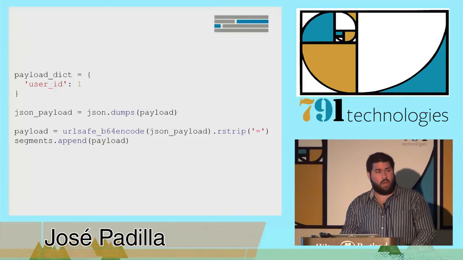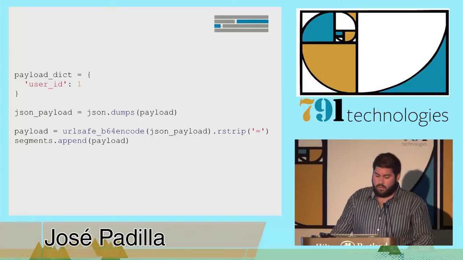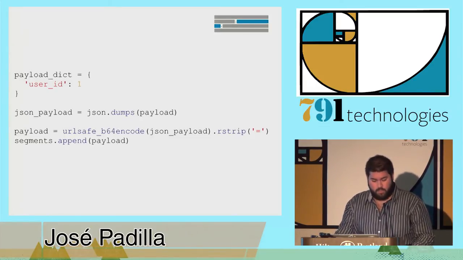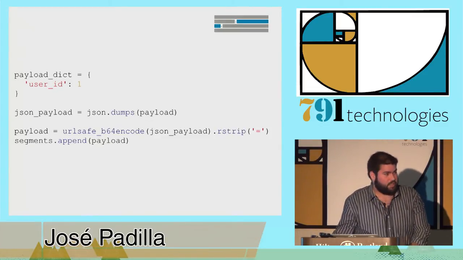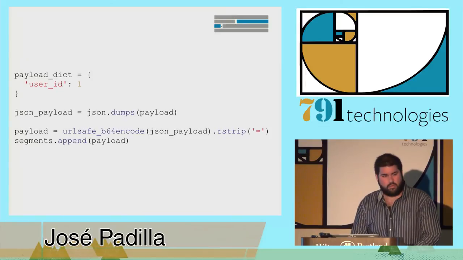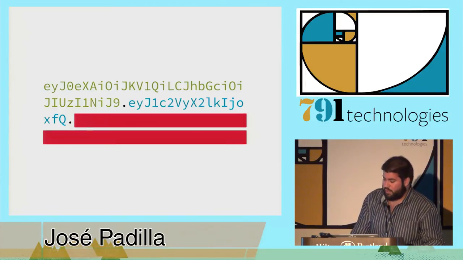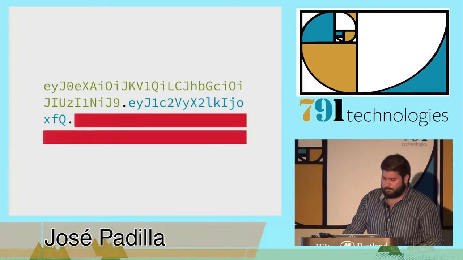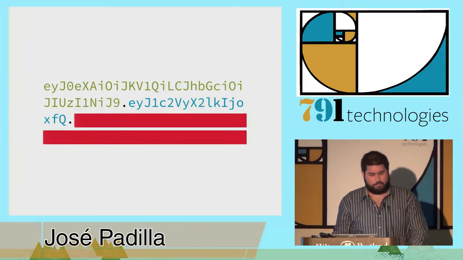Similarly to how we already generated our header, we'll be creating a JSON string from our payload, which contains user ID and its value. We'll then create a URL safe Base64 encoded string, omitting any trailing equal signs. If we were to take that payload variable, it will produce a string which will be used in the second part of our token and replaced in our diagram will look like this. So now all that's left is actually creating the signature.